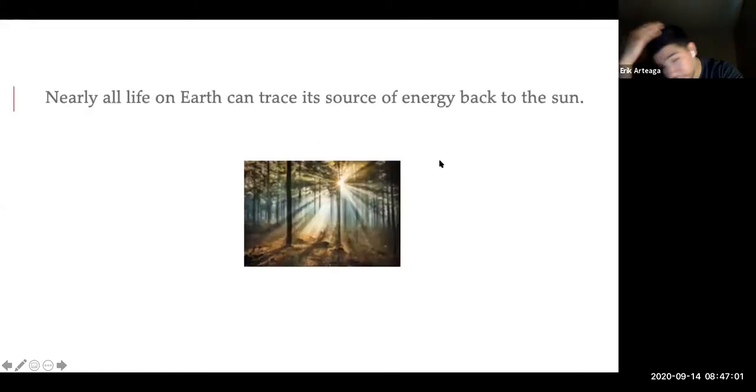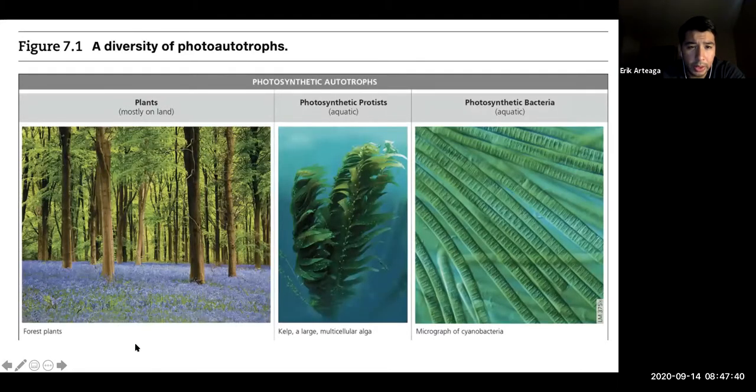So I know I mentioned this before, but nearly all life on Earth can trace its source of energy back to the sun. Okay, so the sun, again, is a keystone energy source in pretty much every single biological system. There's a couple of systems, such as deep ocean vents, that do not rely on the sun, but again, those environments are fairly rare, and I think all of the surface life on Earth pretty much has energy originating from the sun.